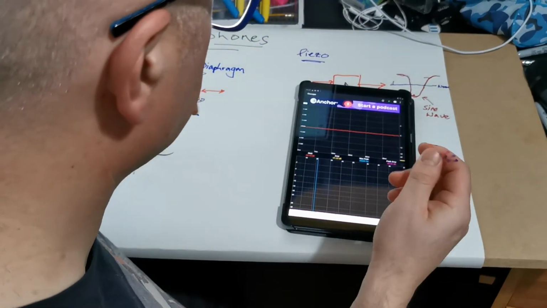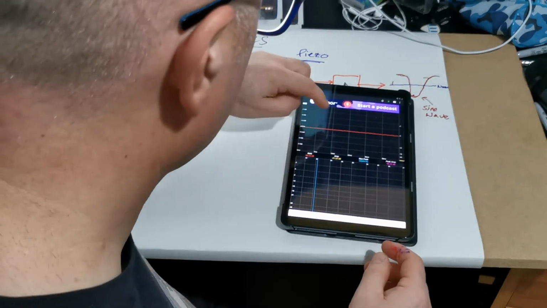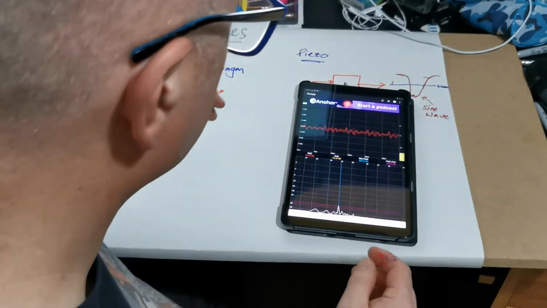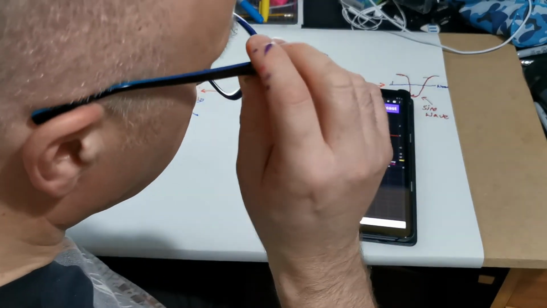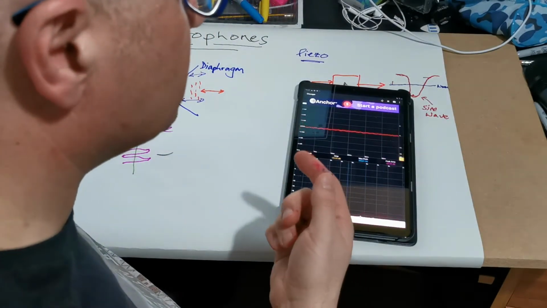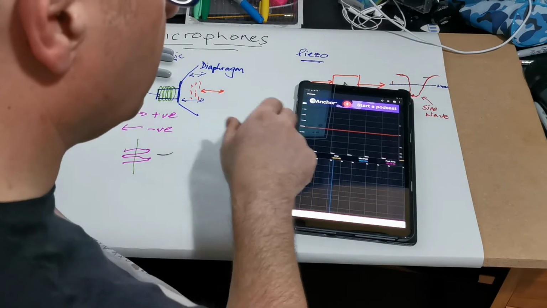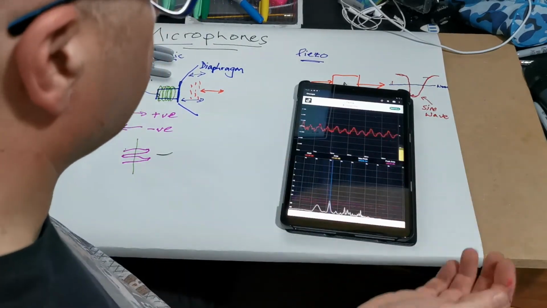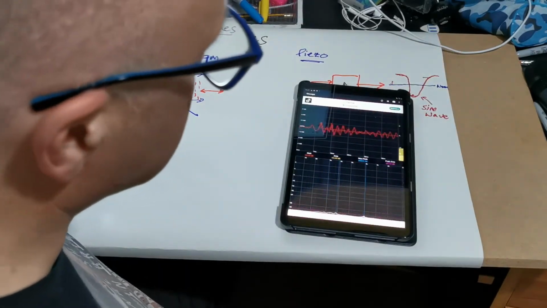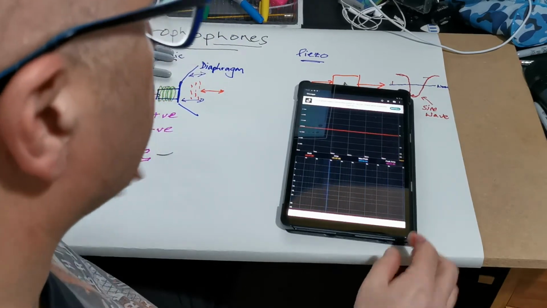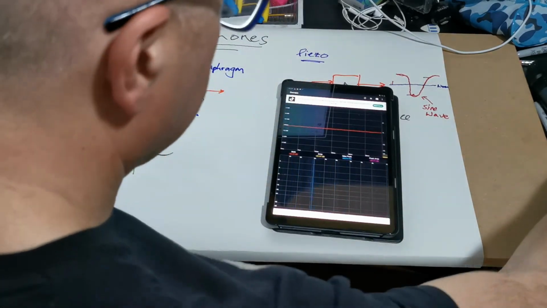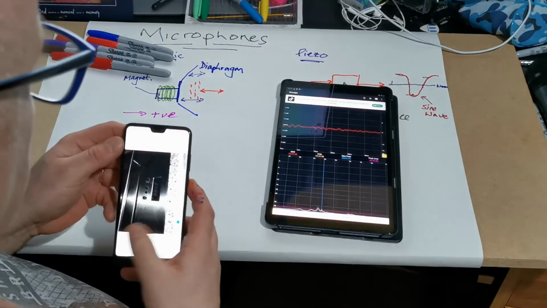Now an oscilloscope works with the microphone in your device, and it shows the current going up above the normal, below the lower level, and above and below. So you can see that quite nicely being altered by my voice as I'm speaking.